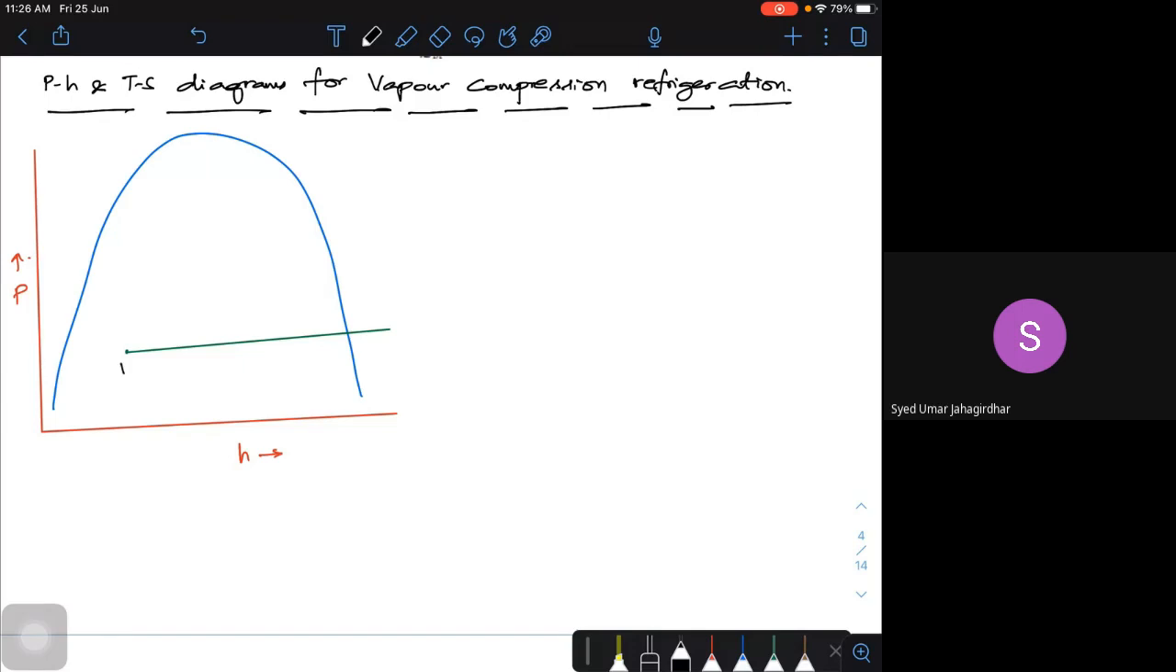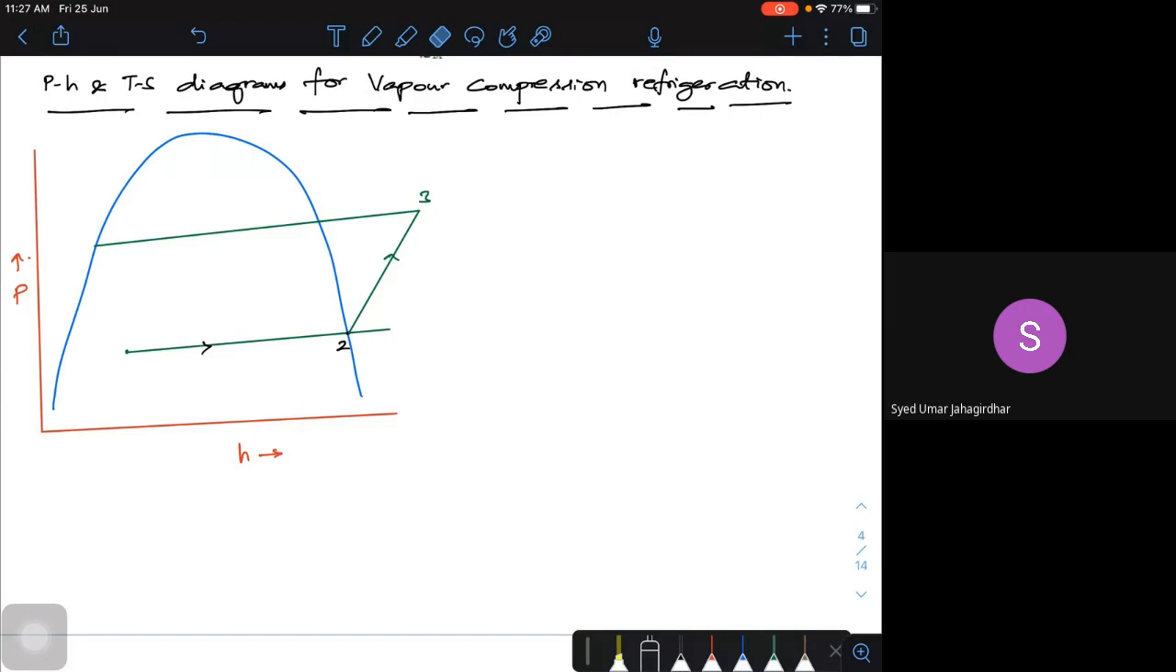Point 1 is the entry to the evaporator, and I have two different conditions. If it is completely dry, I am going to reach point 2. Then this is compressed to a higher pressure in the compressor. So this is my compression process 2-3. Then the heat rejection takes place here till it reaches this particular point. It may be wet or whatever it may be.